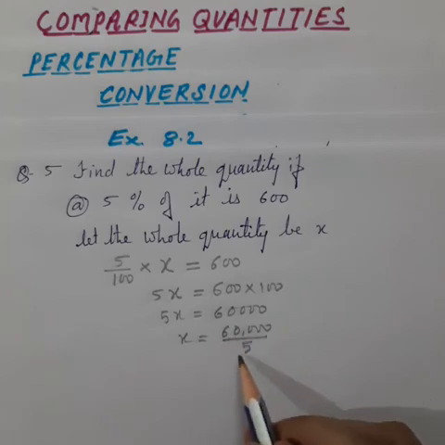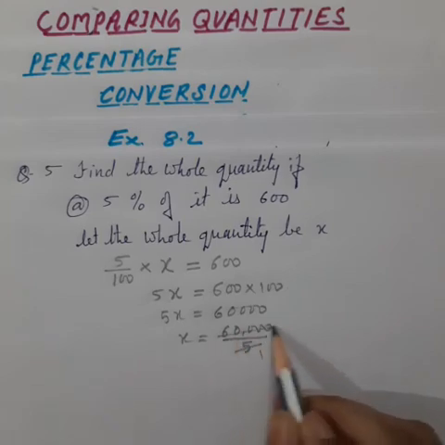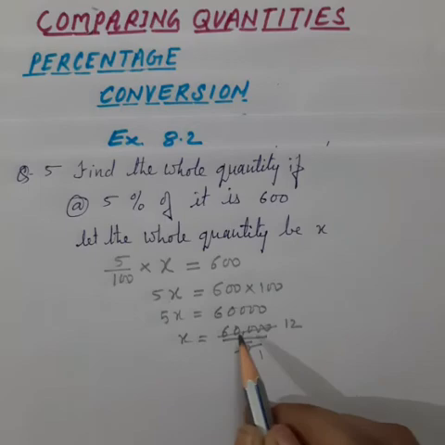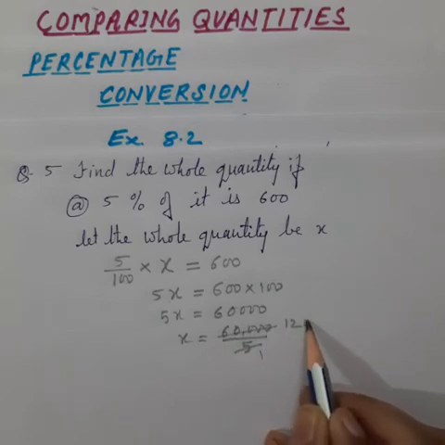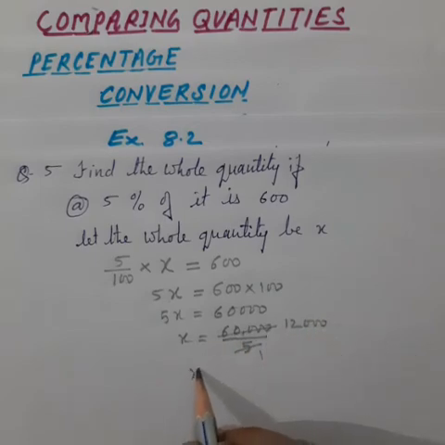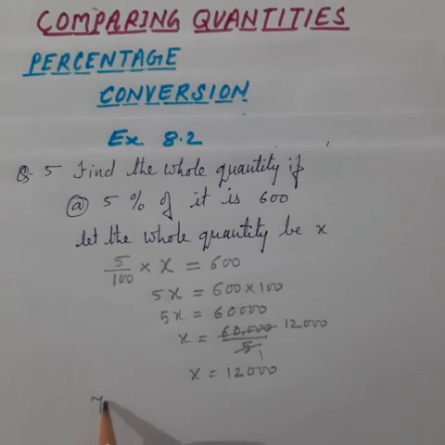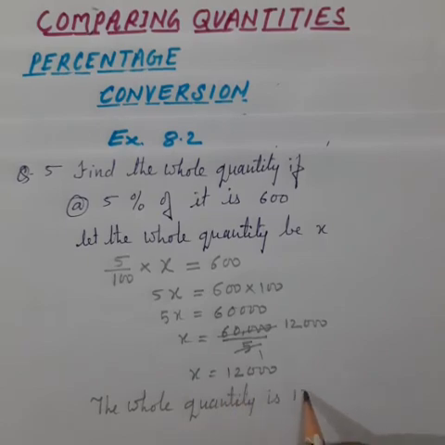Now 5 is a factor of the numerator. 5 ones are 5 and 5 12s are 60 and 3 more zeros. So x equals 12,000. The whole quantity is 12,000.